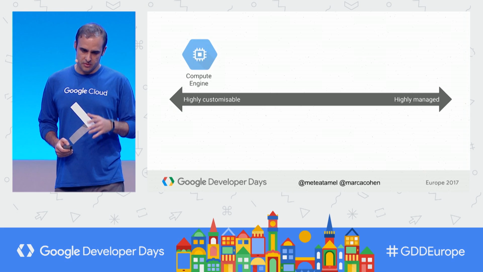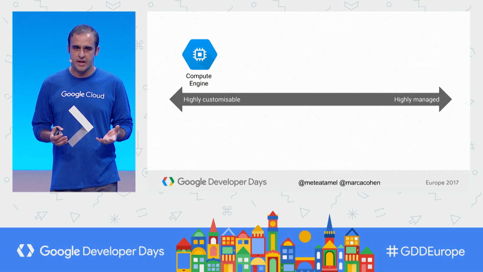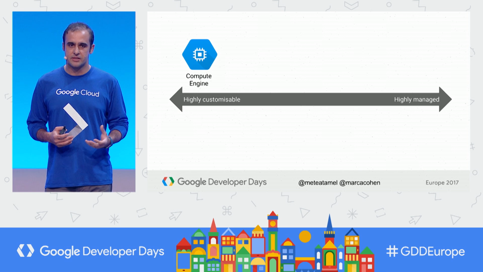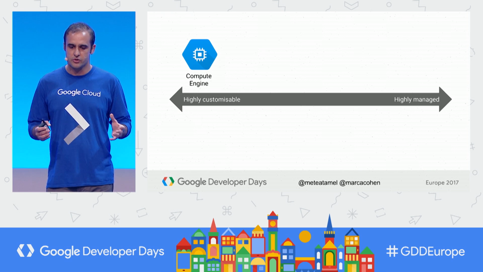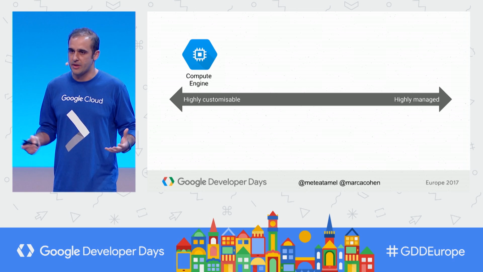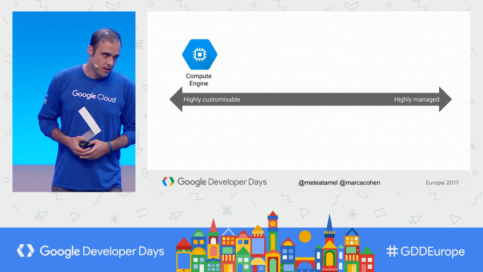So if you want to have things customizable, you have Compute Engine. So the idea with Compute Engine, as you heard before at the keynote, is that you get a VM with an operating system with certain CPU and memory that you choose. And then once you have that VM, it's yours. You can do whatever you want with it. So you only get the machine and then the operating system with it.